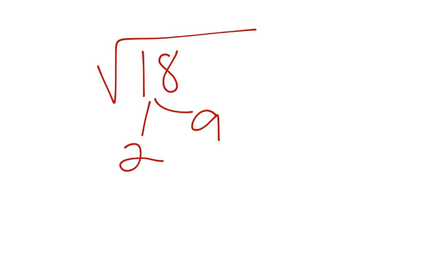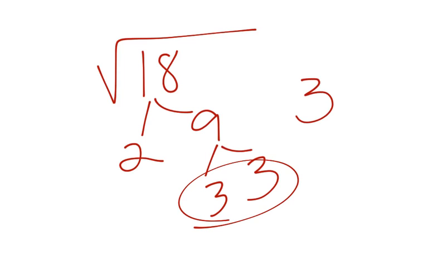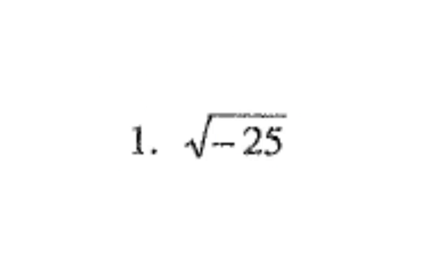You could take the square root of 18. So that would be like 2 times 9, 3 times 3. Your 3's pair up, and so you have 3 square root of 2. So that's just kind of a reminder, refresher of how you take the square root of a number.